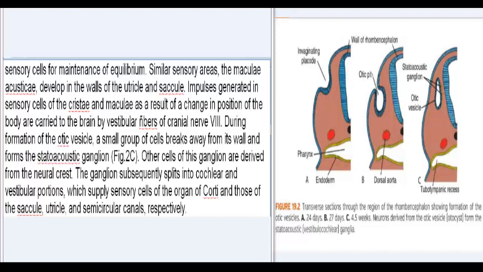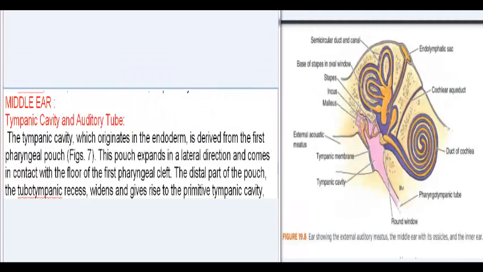Similar sensory areas, the maculae acousticae, develop in the walls of the utricle and saccule. Impulses generated in sensory cells of the cristae and maculae as a result of a change in position of the body are carried to the brain by vestibular fibers of cranial nerve 8. During formation of the otic vesicle, a small group of cells breaks away from its wall and forms the statoacoustic ganglion, Fig. 2c. Other cells of this ganglion are derived from the neural crest. The ganglion subsequently splits into cochlear and vestibular portions, which supply sensory cells of the organ of Corti and those of the saccule, utricle, and semicircular canals, respectively.